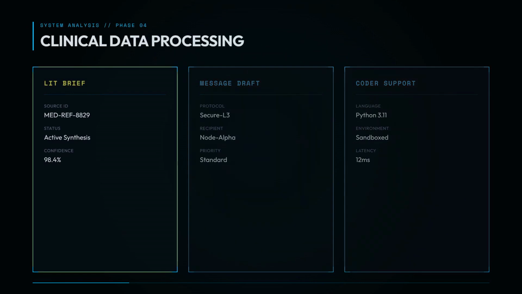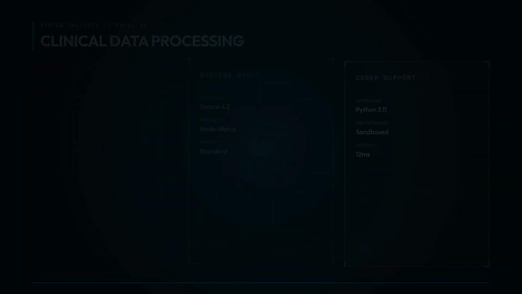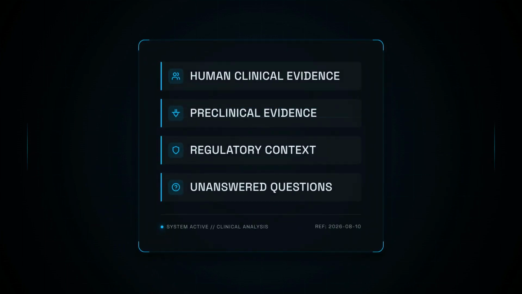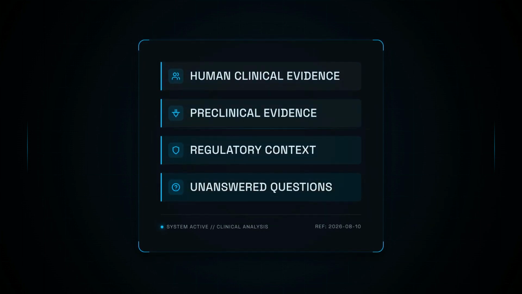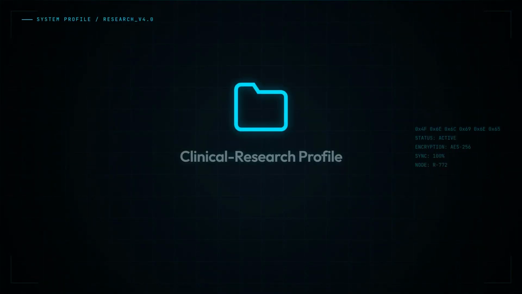The physician asks, prepare a source-linked review of current peer-reviewed literature relevant to a proposed orthobiologic discussion. Separate human clinical evidence, preclinical evidence, regulatory context, and unanswered questions. Do not generate a patient-specific recommendation. This belongs in a clinical research profile.